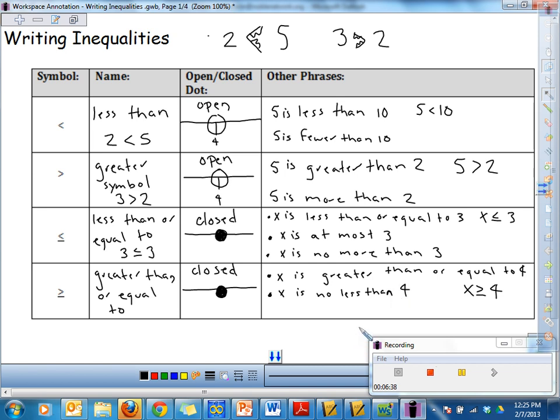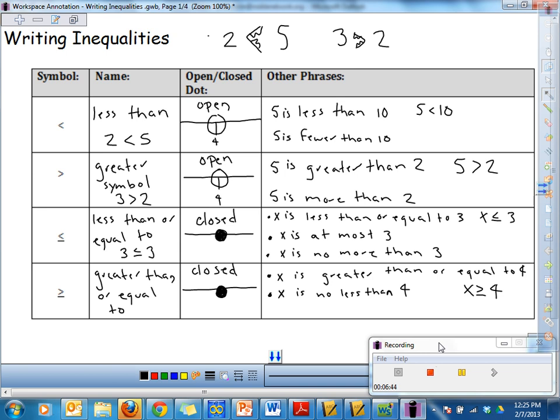X is no less than 4. Let's talk about this in a real life example. Let's say that I have office hours and I tell my students, I want no less than 4 people in my office hours. Does that mean I want less or I want more than 4 people? That means I want more than 4 people to be there. I want no less than 4. So we need to use a greater than symbol. Is it okay if 4 people are there? Yes. So I can include the equal to.